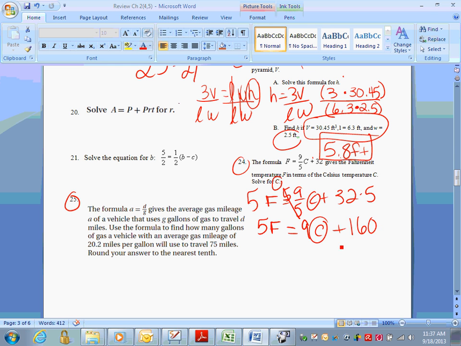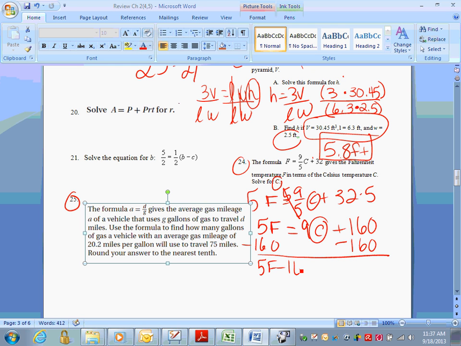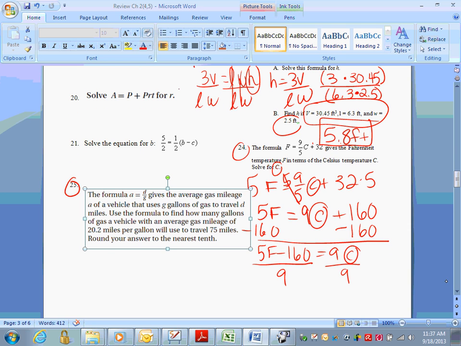I'm trying to get the C by itself, so the first thing I need to do next is subtract 160. Now I don't know exactly what 5F minus 160 is, so I'm just going to write it out. 5F minus 160. I need to get the 9 away from that, so I'm going to put it all over 9. So my final answer looks just like that: 5F minus 160 over 9 is equal to C. Now in these problems, if 9 doesn't go into 5 and 160, you can't reduce it, so I think I'm going to leave it just like it is.